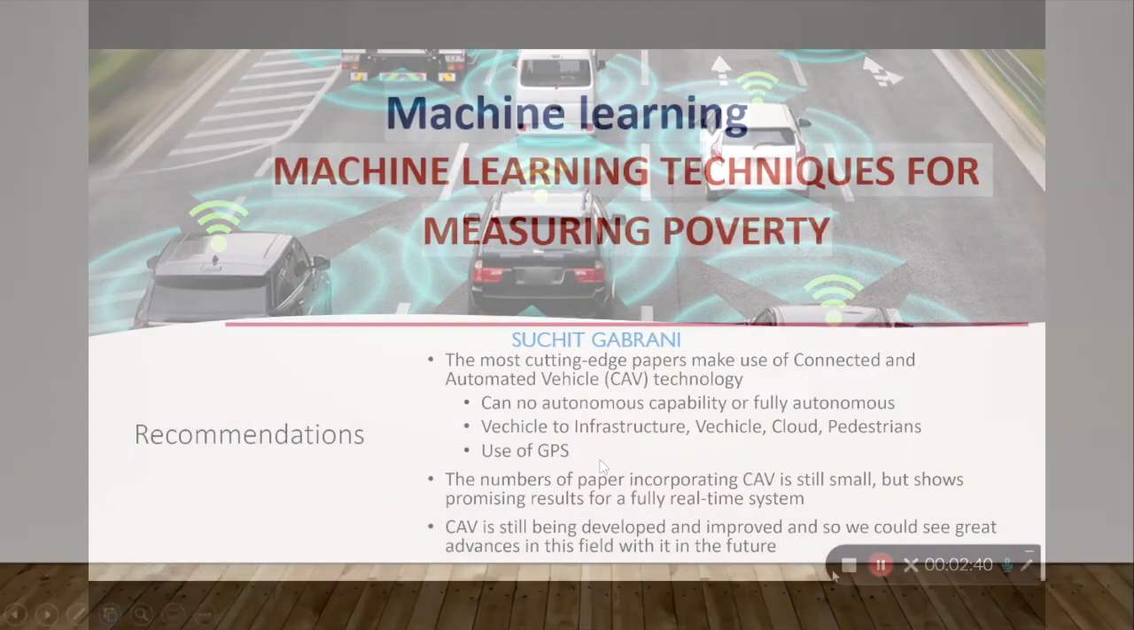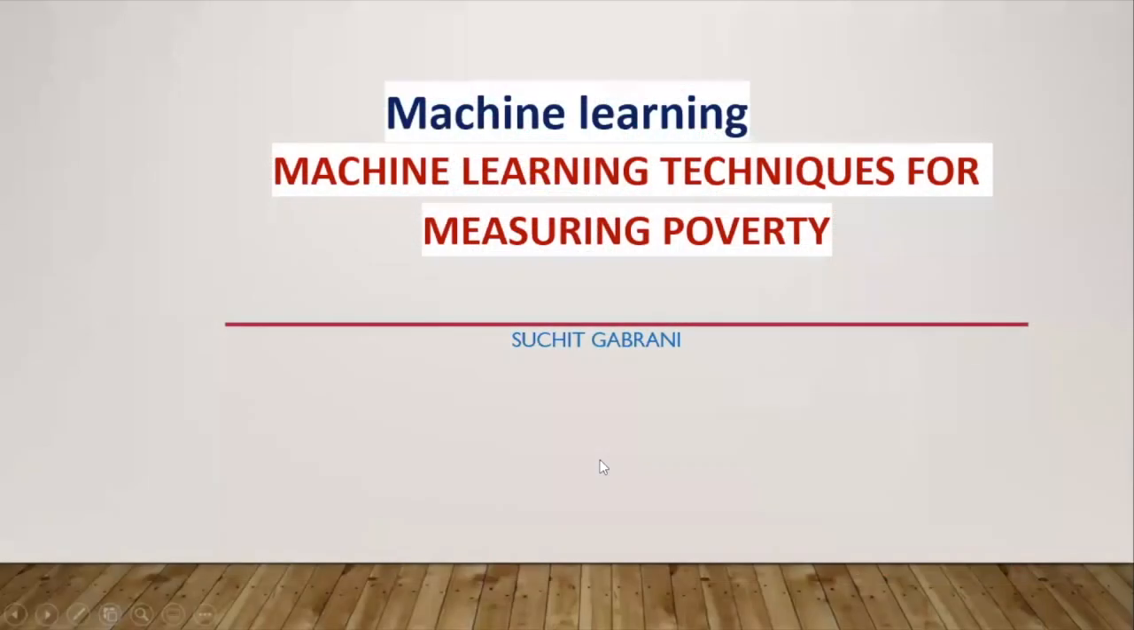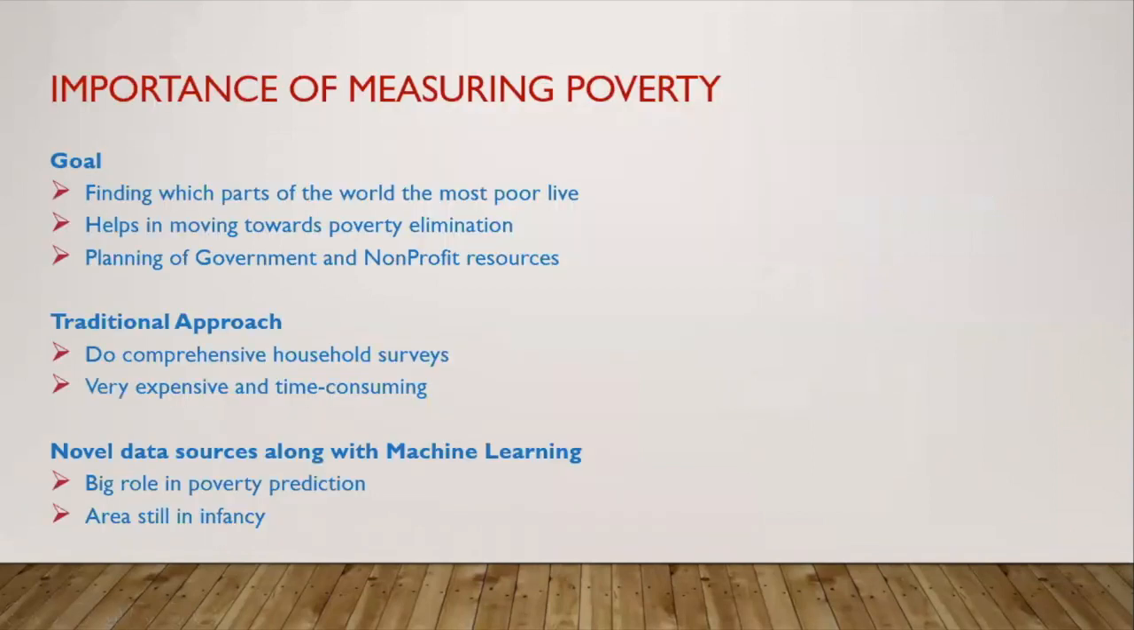Thank you. The name of my project is Machine Learning Techniques for Measuring Poverty. I'm Sujit Gavrani. I've reviewed three papers in the area of measuring poverty.